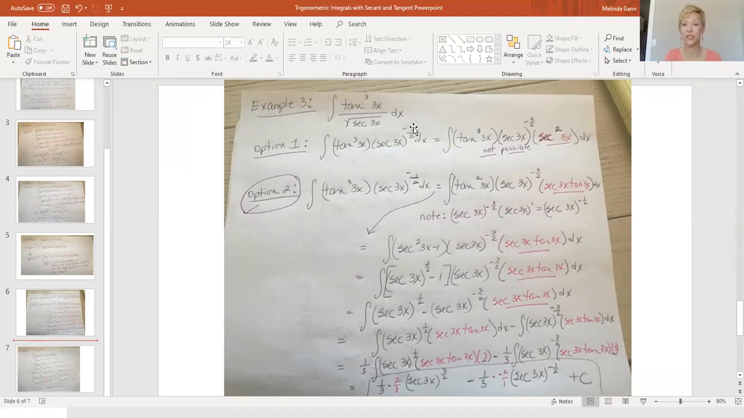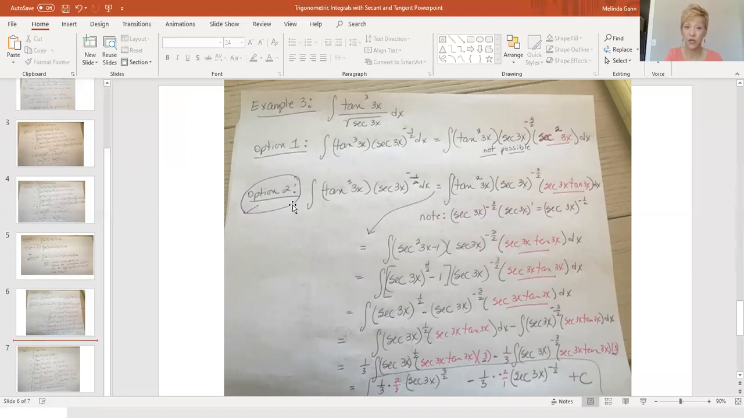Now, if you were to see me doing it on my paper, what I do is say, what do I add to a negative 1/2 to get me a positive 2? And I come up with this negative 5/2. Okay? Now, what is secant squared the derivative of? Well, this is derivative of tangent. But see, I don't know a substitution for secant 3x to a negative 5/2 power. So option 1's not going to work.